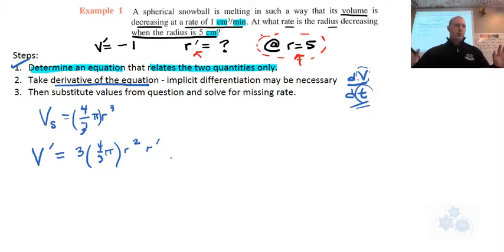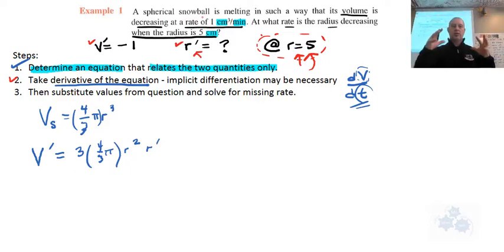So the derivative of none of the variables is 1. Just remember that. And it kind of makes sense, right? Because I'm given v prime, I'm asked to find r prime, so they have to be in there somewhere. All right, so take the derivative of the equation, both sides implicit with chain. Good. Now we substitute the values from the question and solve for the missing rate, including this one right here. So now we're saying, okay, at this point, the volume is decreasing at this rate.